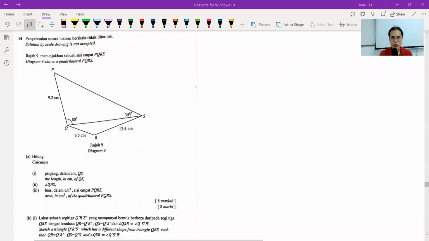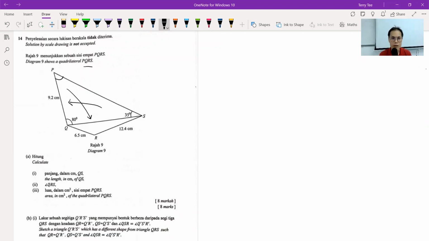Okay, question number 14. This is from Form 4, Chapter 9, Solution of Triangles. Here we have two triangles joined together at line QS. It's a quadrilateral PQRS. You're supposed to find the length of QS. Number one, you're given this angle 80, 35. I think we need to find this angle first so I can find the length of the opposite side. And then we can use sine rule.